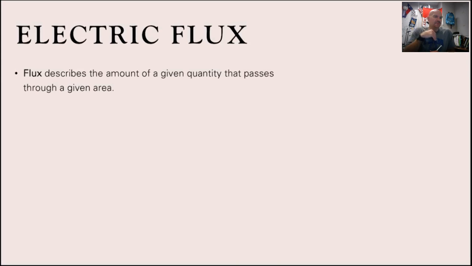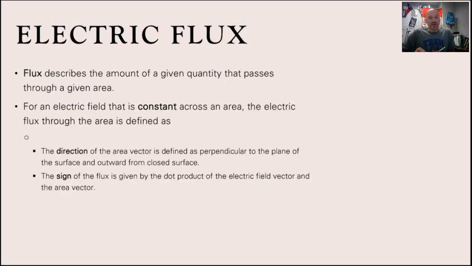The way we think about it is flux describes the amount of a given quantity that passes through a given area. It's like if you have water flowing through a pipe, the amount of water that flows through that cross-sectional area of the pipe will be the flux that goes through that area. Now, for an electric field that is constant across an area, the electric flux that goes through it is given by the equation.